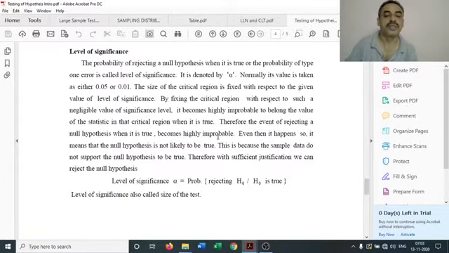discussed various terms related to testing of hypothesis like level of significance, power of test, critical region, acceptance region, then test statistic, etc. Level of significance is dealing with a probability. It's a probability of rejecting a null hypothesis when it is true. So to find this probability, we should know the range of the test statistic where we reject the hypothesis.